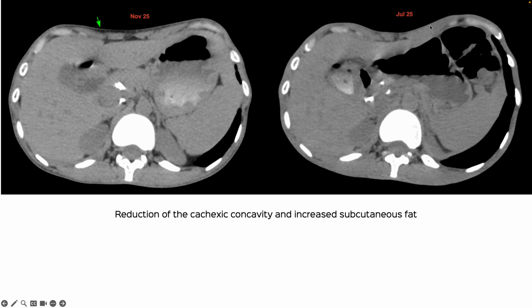So if you look at the scaphoid abdomen of cachexia with no subcutaneous fat, there is now an increase in subcutaneous fat, and the scaphoid nature has gone. So just one of those by the way things you can do with CT when you just look at the lower images.